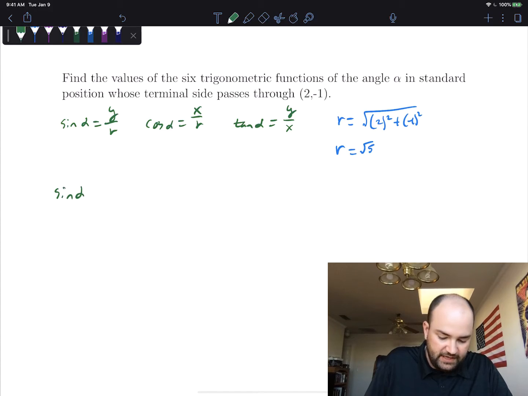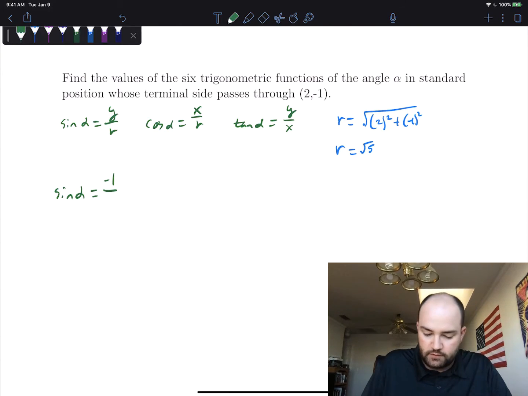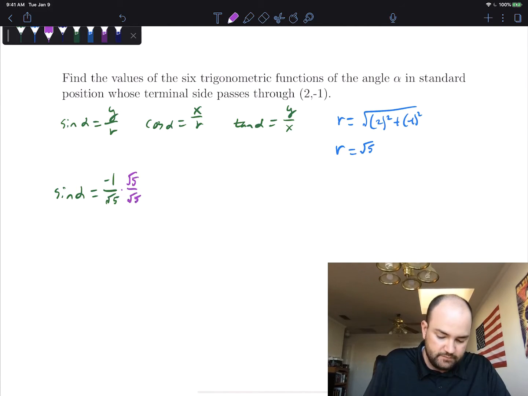So it means that sine alpha would be y, and y is -1, over r, the square root of 5. But we don't like having the square root in the denominator, so I'm going to multiply both numerator and denominator by that square root of 5. So notice that this gives us sine alpha is equal to negative square root of 5 over 5. There you go.